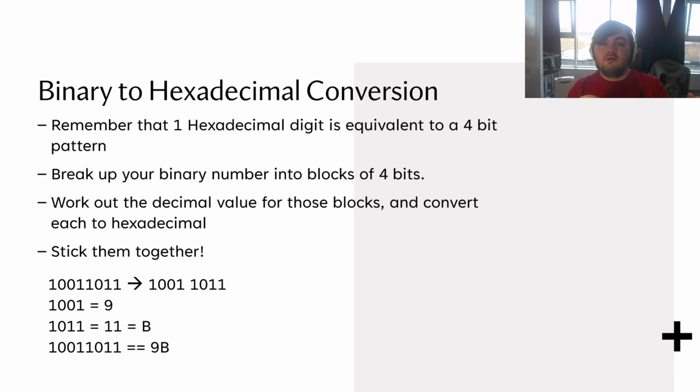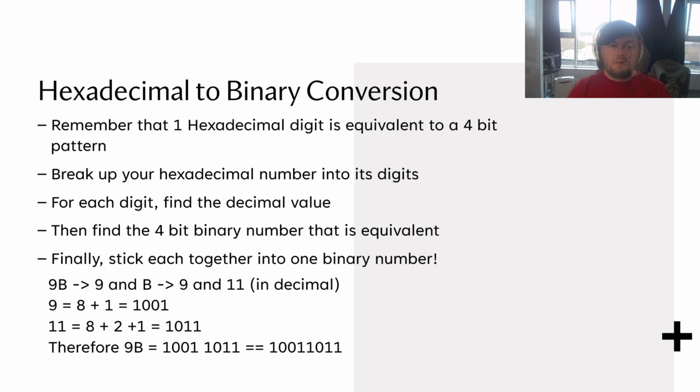So 9 is fine as is, and 11 turns into B. And that is literally all you have to do. For some of you, it might now seem obvious how to convert from hexadecimal to binary, but we're going to cover it regardless. So first, let's split our hexadecimal number into its individual digits, 9 and B.